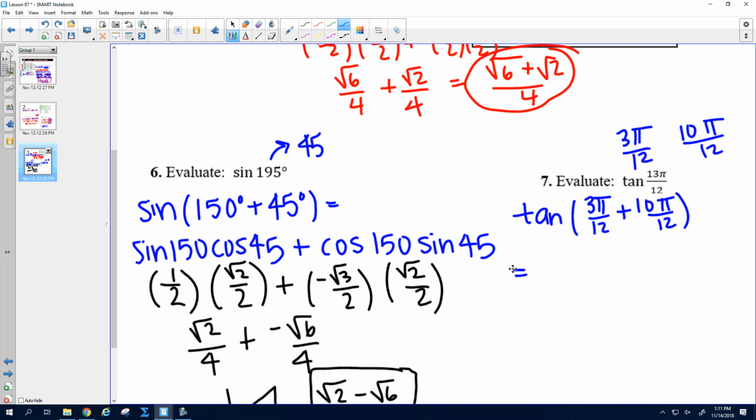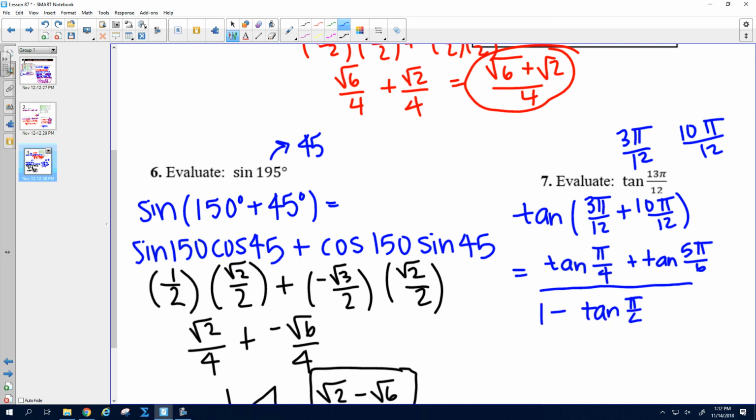And then I'm going to learn my tangent plus formula, which is tangent. Actually, let's go ahead and reduce this. I don't want to write all these as big guys, right? That's pi over 4. And then I'm adding tangent 5 pi over 6. I'm going to reduce that. All over 1 minus tangent pi over 4 times tangent 5 pi over 6.